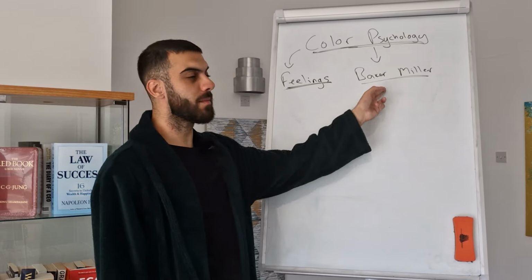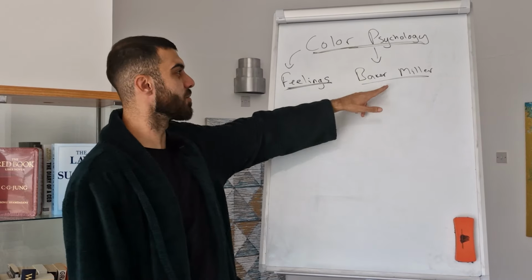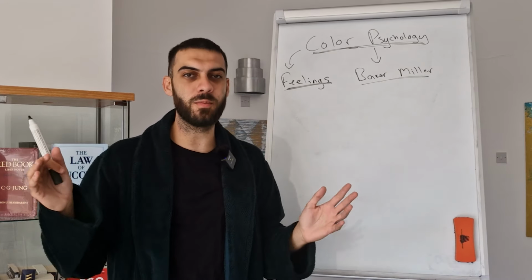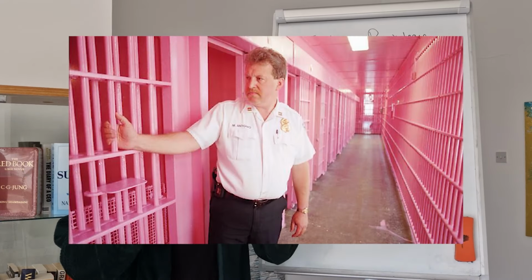One of the craziest examples is the Baker Miller prison. If you don't know about the Baker Miller prison, basically, I think there was this guy called Baker Miller. He went to a prison, and what he did is he painted the whole prison pink. It was a specific type of pink.